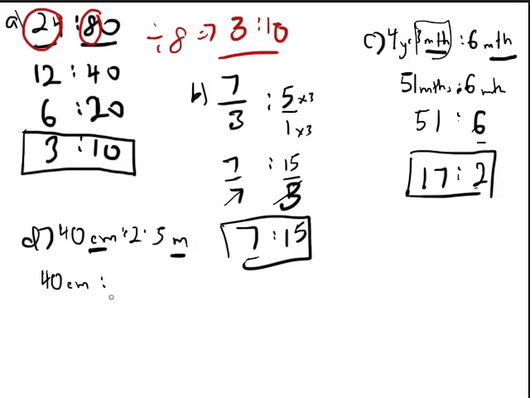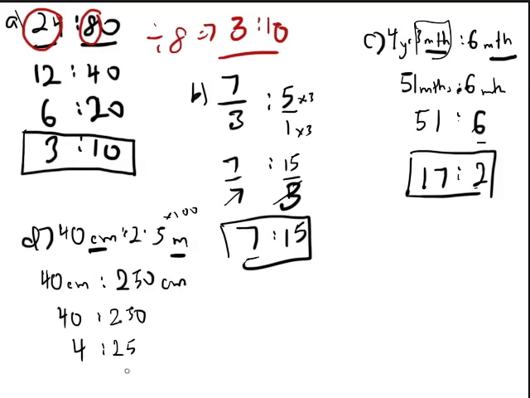1 meter is 100 cm. Therefore, 2.5 meters is 250 cm. Why? Because you multiply it by 100 to get cm. Okay, so from here, you get 40 is to 250. You have 0 on both sides. You can cancel it. You get 4 is to 25.